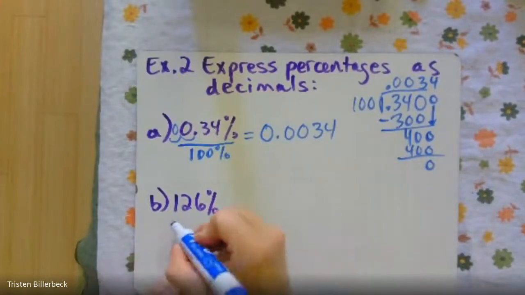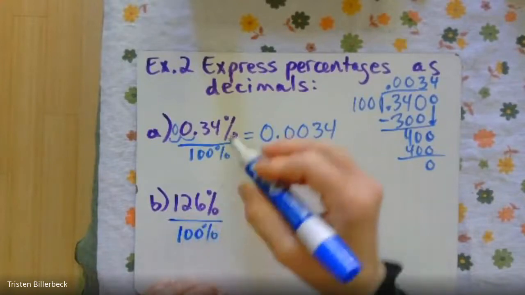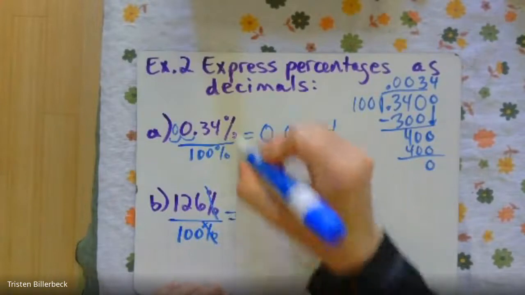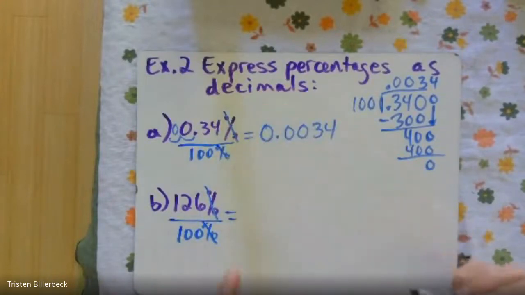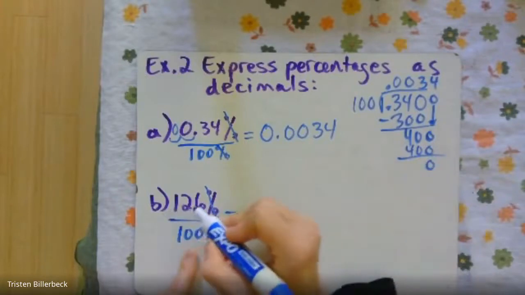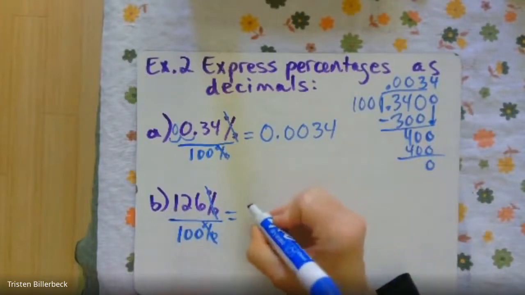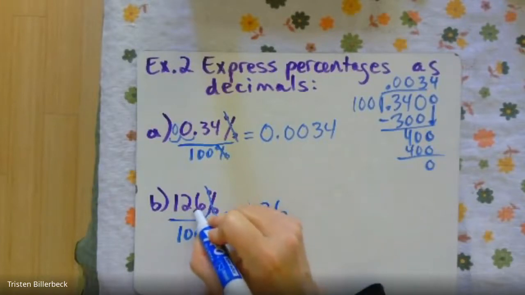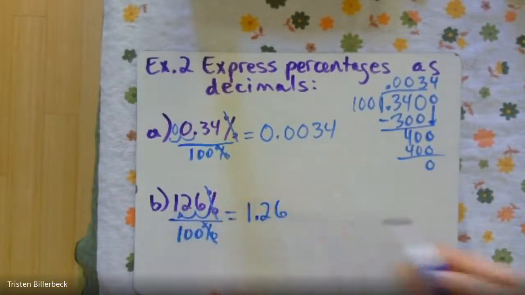All right, if we do the same thing with this one, we divide it by 100%, and that cancels the percent sign. So that was also canceled here. So now we have 126 divided by 100. So if we know that if we divide it by that, we're going to have 1.26 because we're going to move the decimal 2 spots.